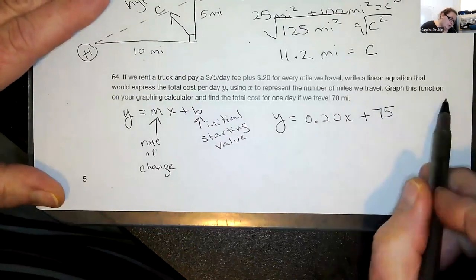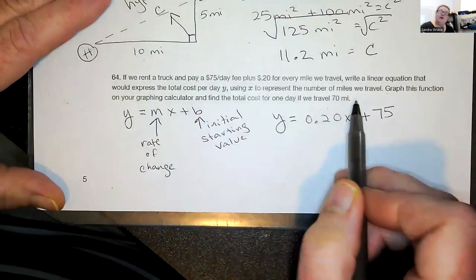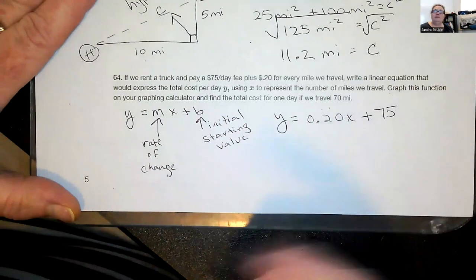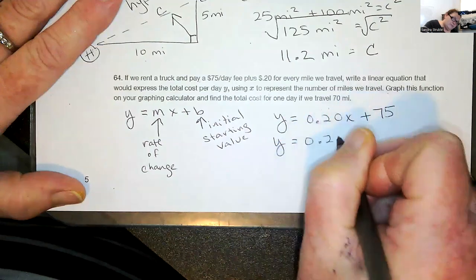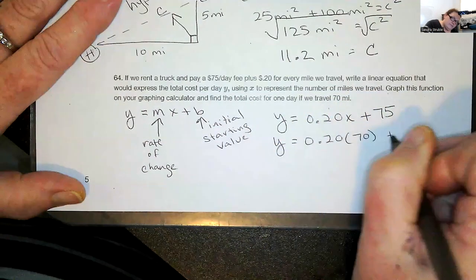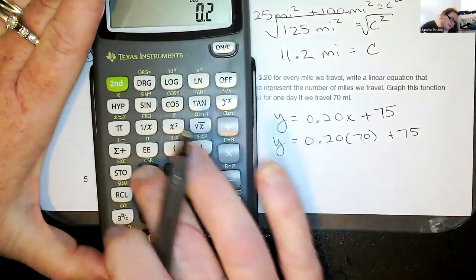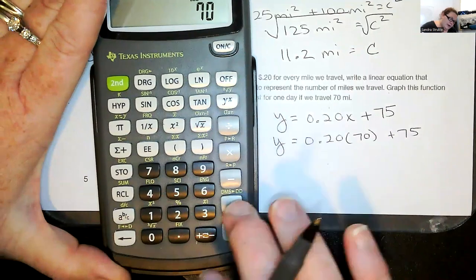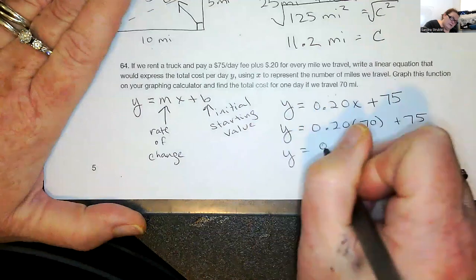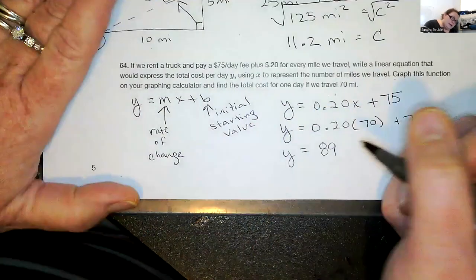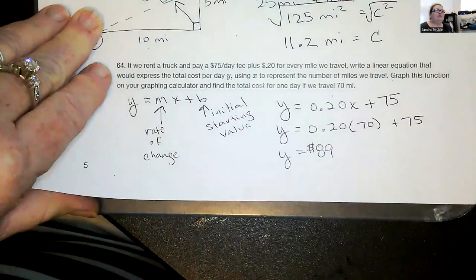It says graph this function on your graphing calculator and find the total cost for one day if we traveled 70 miles. Well, I want to show you algebraically, and then I'm going to pull up Desmos and show you that way as well. So if we go 70 miles, we're just taking 0.2 times 70 plus 75. That's 89. 89 what? Sit-ups, push-ups? It's $89. Okay. So I'm going to pause real quick, pull up Desmos so I can show you that as well.